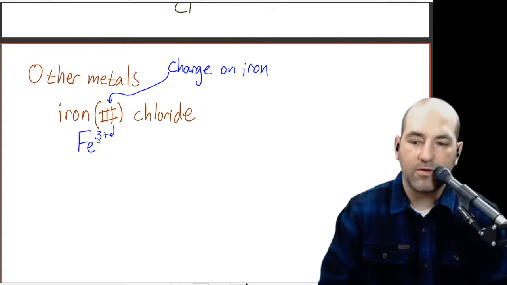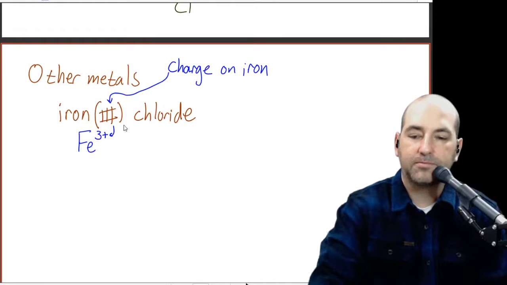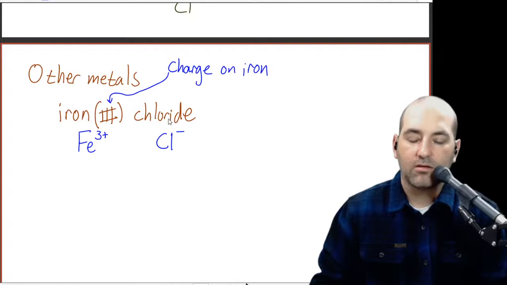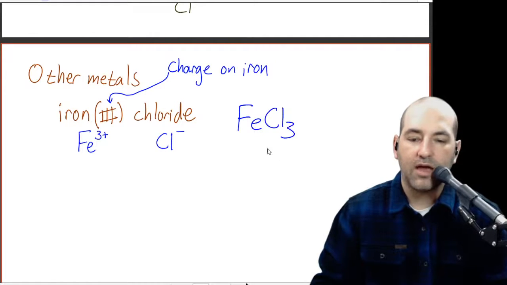See that there? So that 3 means 3 plus. And then the chloride is still the same chloride as before. So we have a 3 plus and a 1 minus, and that means that our iron 3 chloride is going to be FeCl3.